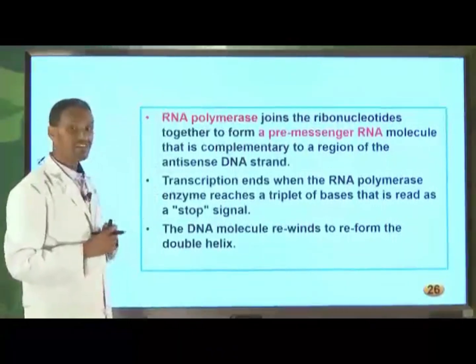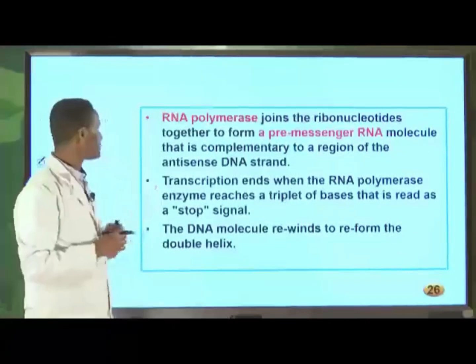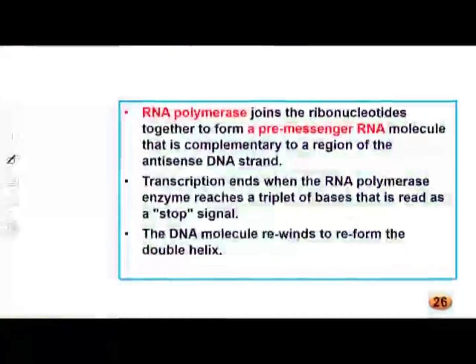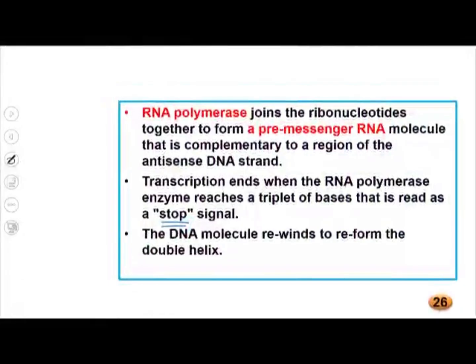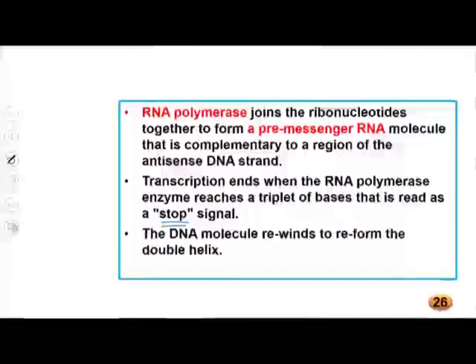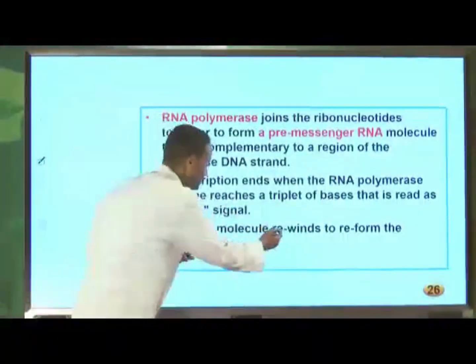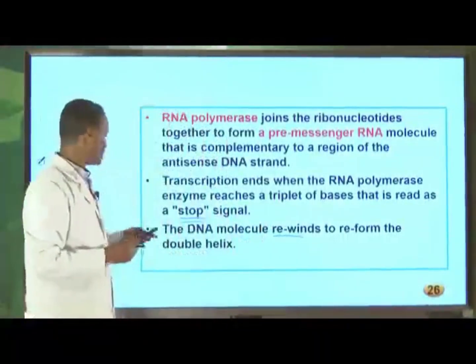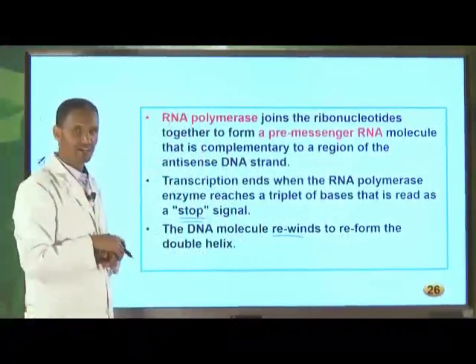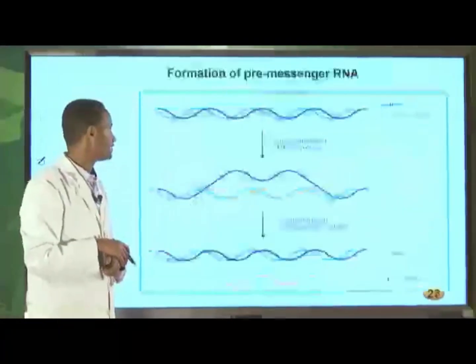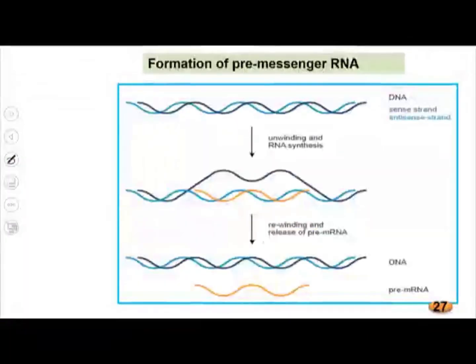Transcription ends when the RNA polymerase enzyme reaches the triplet bases that are read as a stop codon or stop signal. Until they reach the stop codon, the transcription proceeds. But when they reach the stop codon, the process will stop. Here, the DNA molecules rewind to reform the double helix, and finally, the pre-messenger RNA is formed. The formation of pre-messenger RNA.